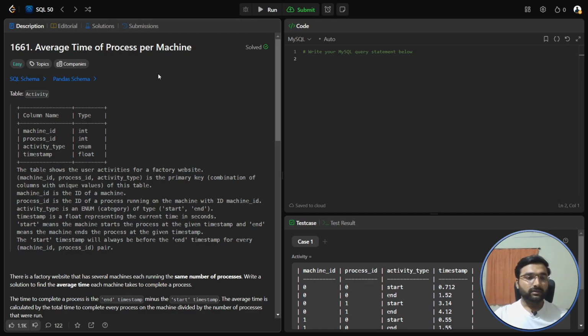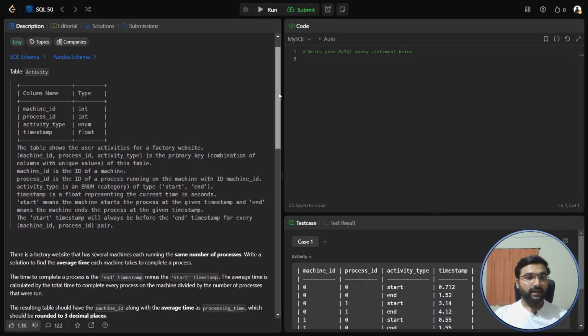So the data set we have is 4 columns: machine ID, process ID, activity type, and timestamp. Machine ID, process ID, and the activity type combined are the primary key. Machine ID is the ID of the machine, process ID is the ID of the process running on that machine, and activity type is an enum, which means it has a category of start or end. Start means the machine starts the process at a given timestamp, and end means the machine ends the process at the given timestamp.